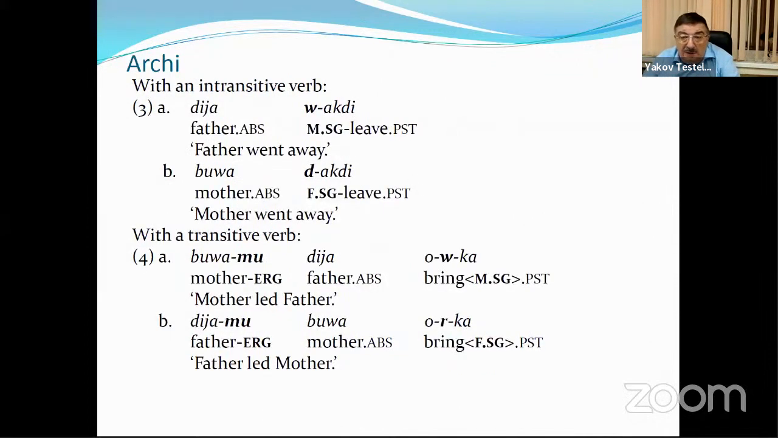Now, same in Archi, with an intransitive verb, the situation is basically the same. Both languages are typologically very similar and genetically related, and both display the same sort of alignment, the ergative versus absolutive construction. Dia, father, went away. Buva, mother, went away. Va and de in the verb are prefixes of gender number agreement. With a transitive verb, however, the subject is buvamu in the oblique case. Diyamu, father, in the oblique case: mother led father, or mother took father with herself. Buvamu diya ovka, diyamu buva orka. The transitive verb agrees in gender and number with a direct object. The direct object is in the unmarked case.